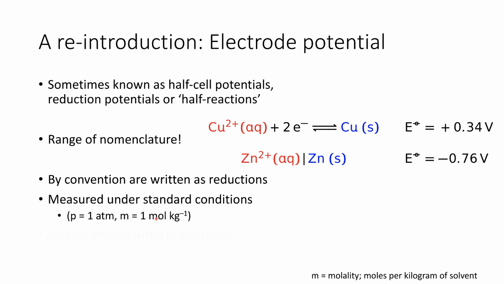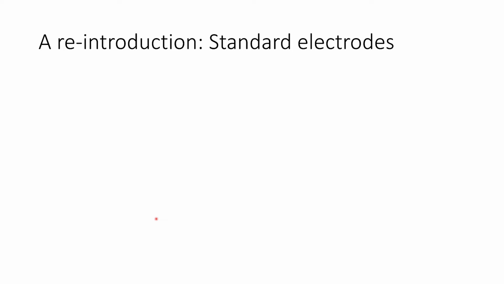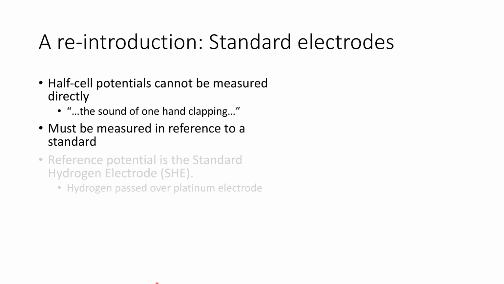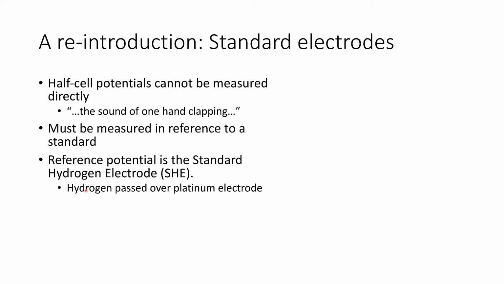Fundamentally, an electrode potential cannot be measured in isolation. We need to measure it relative to something else. So this brings us on to the topic of standard electrodes. As mentioned, they can't be measured directly. This is akin to the sound of one hand clapping. We cannot look at one thing on its own. It has to be measured in reference to something else. So the concept of standard electrodes is important to recognise as well. The standard electrode that we often think of is the standard hydrogen electrode.